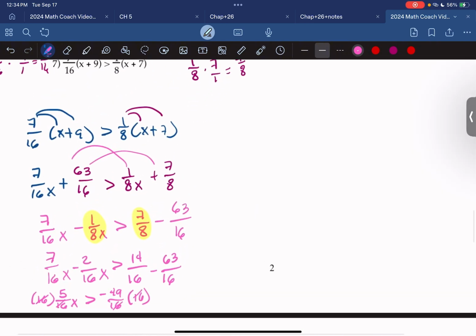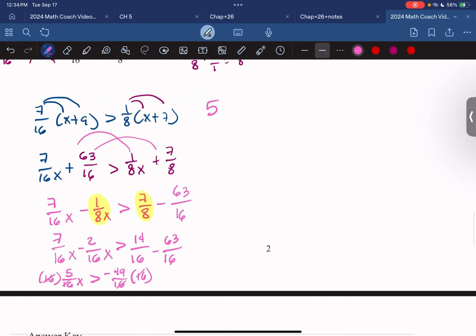Let's move here. So that's going to be 5x is greater than negative 49. Divide by 5. X is greater than negative 49 divided by 5, as a decimal is negative 9.8. So that's how we're going to graph it.